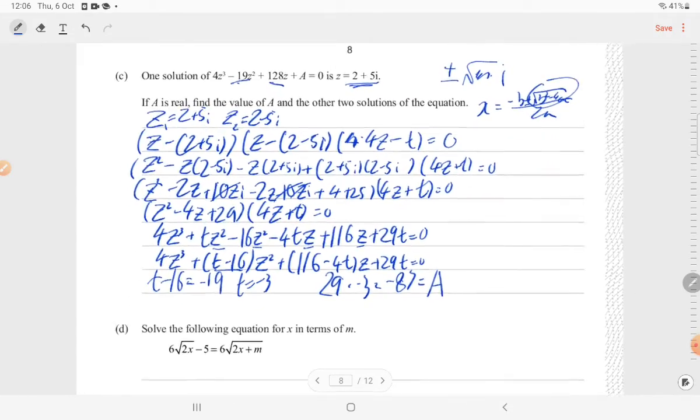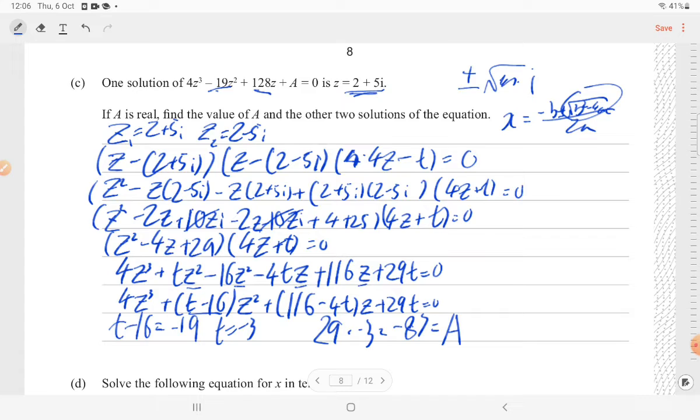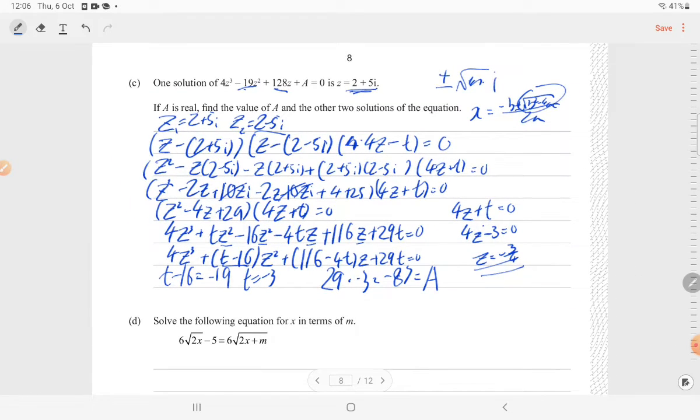We also know that 4z plus t is equal to 0. 4z take away 3 is equal to 0, so z equals negative 3 over 4, and that is the other solution. So the two other solutions are 2 minus 5i and negative 3 over 4, and a is equal to negative 87.